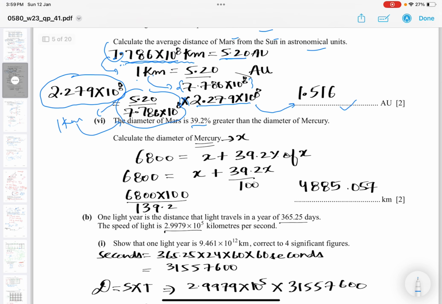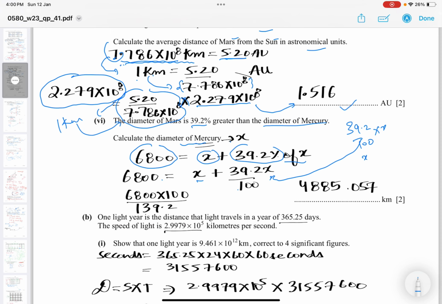Diameter of Mars is this percentage greater than diameter of Mercury. Calculate the diameter of Mercury. So there are two ways to find it. I will give you an easier way. So now listen. Diameter of Mars, this is the diameter of Mars, equals, let the diameter of Mercury be x first, equals x plus 39.2 percent of x. Done? Now, it will result in 39.2 upon 100 times x. All right, we will take the LCM and we will send 100 over there.